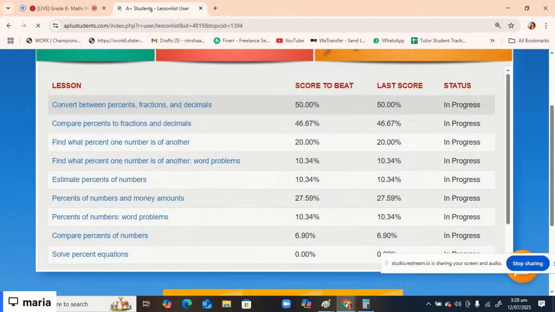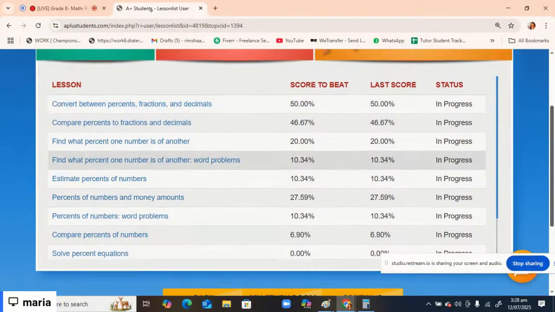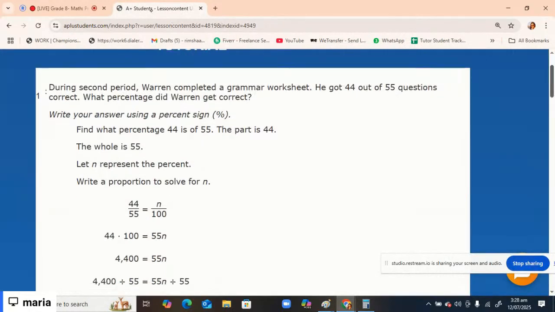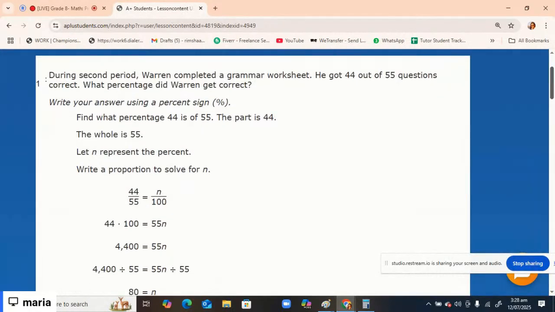So we're already done. Now let's do the word problems, okay? So here is the question. Let's read it first and then we solve it.